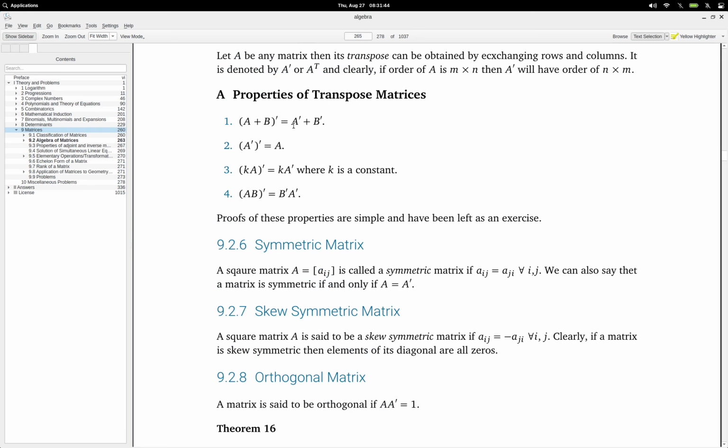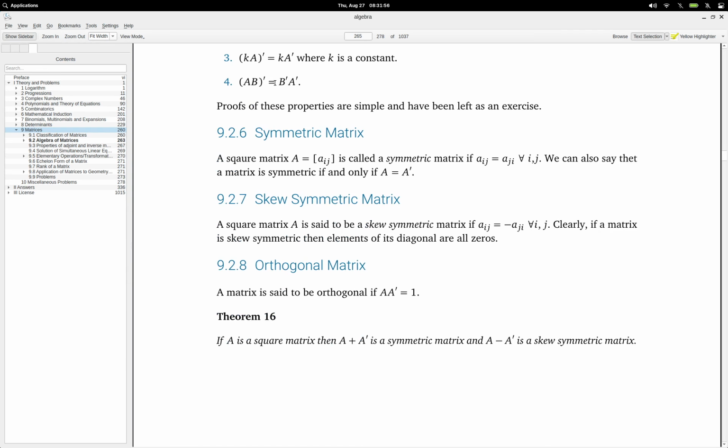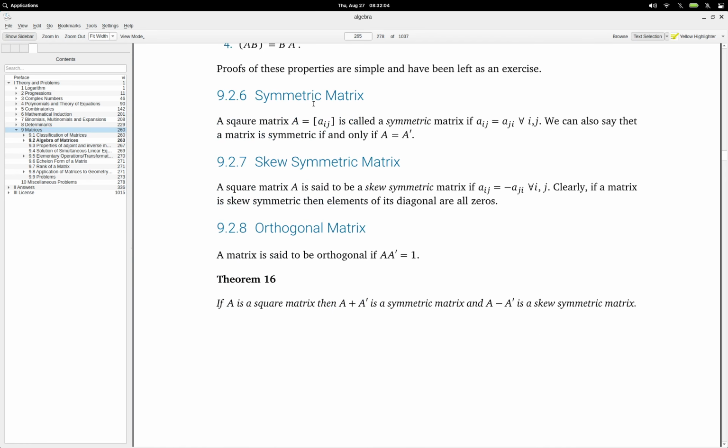(A plus B) prime is equal to A prime plus B prime. (A prime) prime is equal to A. (kA) prime is equal to k A prime, where k is a constant. (AB) prime is equal to B prime times A prime. Proofs are simple and it is expected of you to prove that.